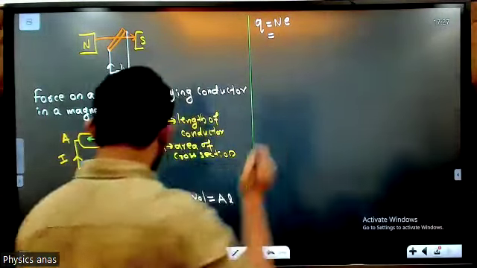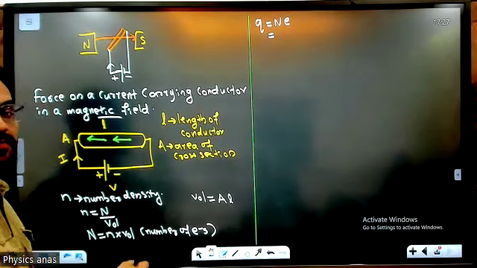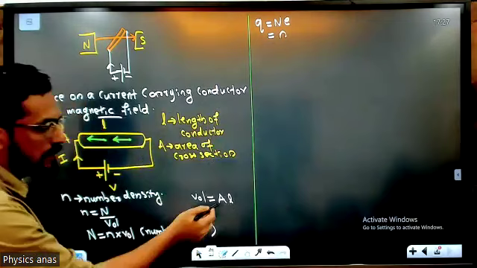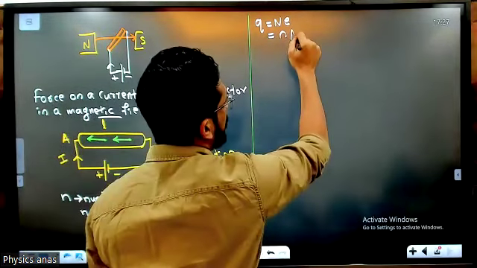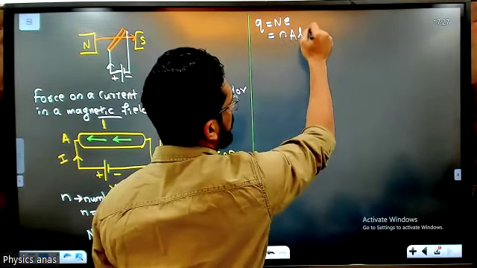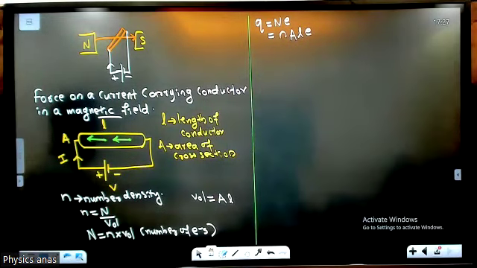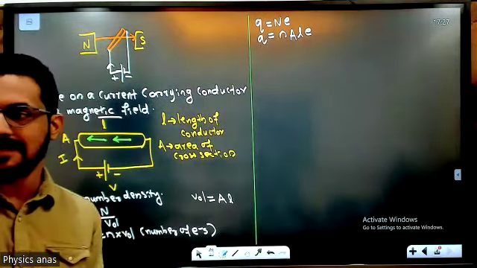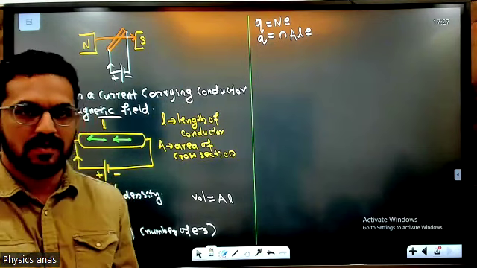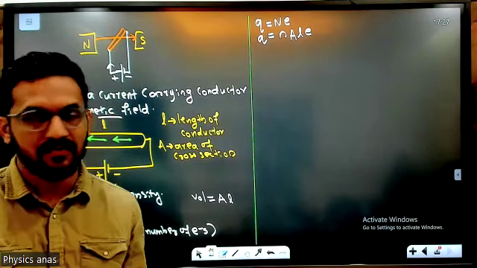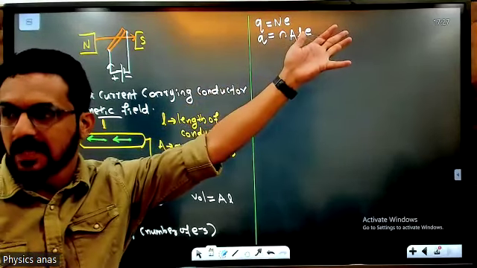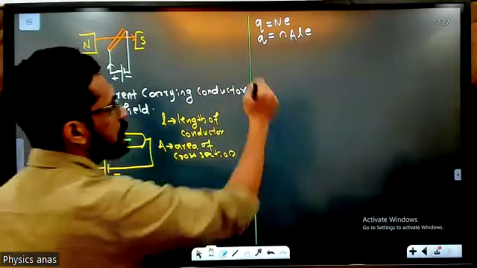So I can use N, which is small n into volume, and volume is area into length. So Q is n into area into length into e. This is the charge. Now you have the charge in terms of the charge of the electron, the length of the conductor, the area of cross section of the conductor, and n, which is the number density. And you can use the equation now.